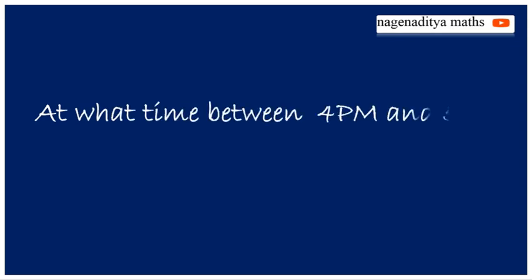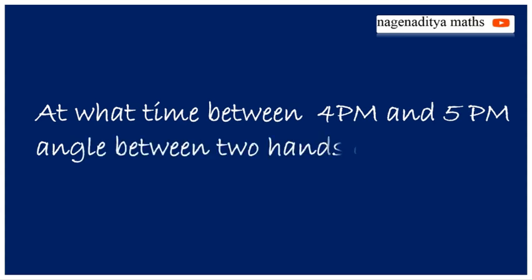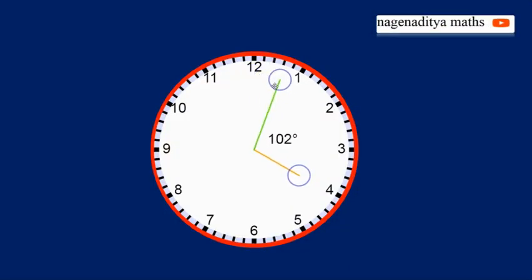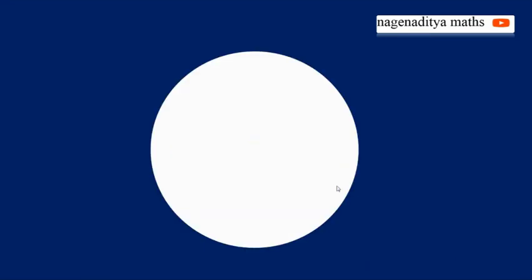Let us do another problem. At what time between 4 p.m. and 5 p.m. do the two hands coincide? Let us do the problem. Before doing the problem, let us observe the diagram. I drag the minute hand to make it coincide with the hour hand. That means the angle between the two hands is 0 degrees.